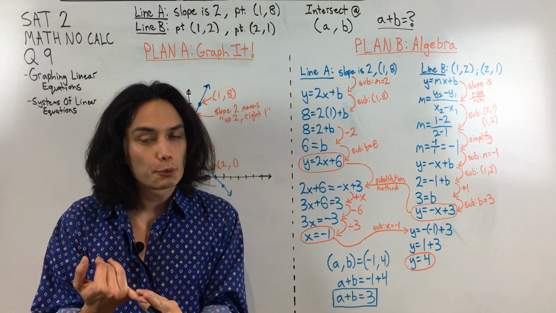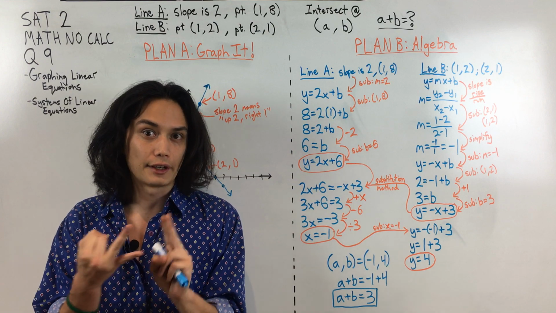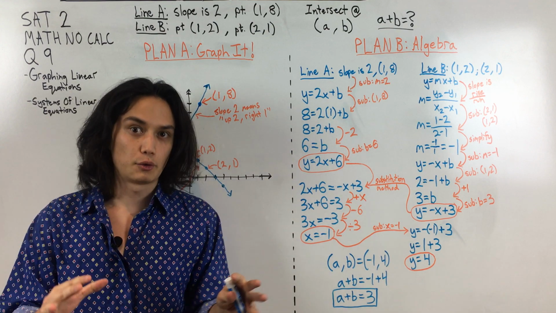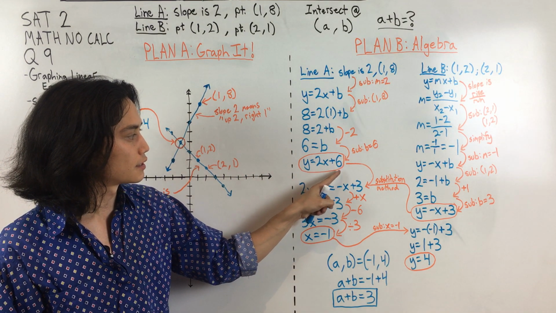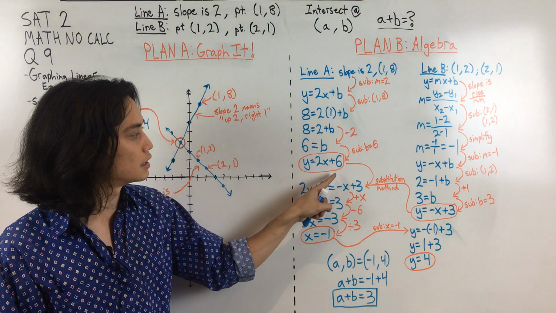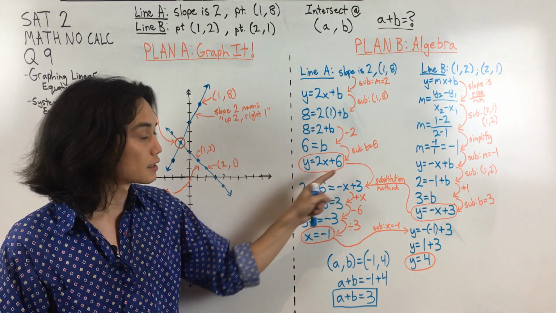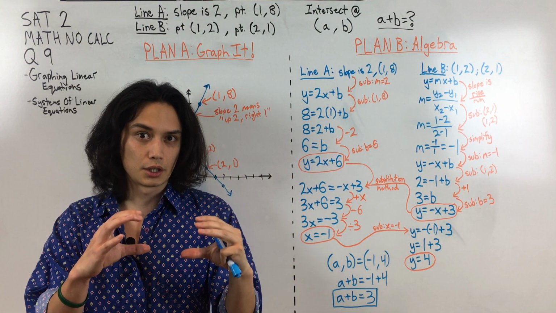We know what the slope is. We know what the y-intercept is. We know what m is. We know what b is. And so that's enough. We have a complete equation for line A, y equals 2x plus 6. We've gotten here, we get b equals 6. We've got y equals 2x plus 6. This is the algebraic equation for line A.